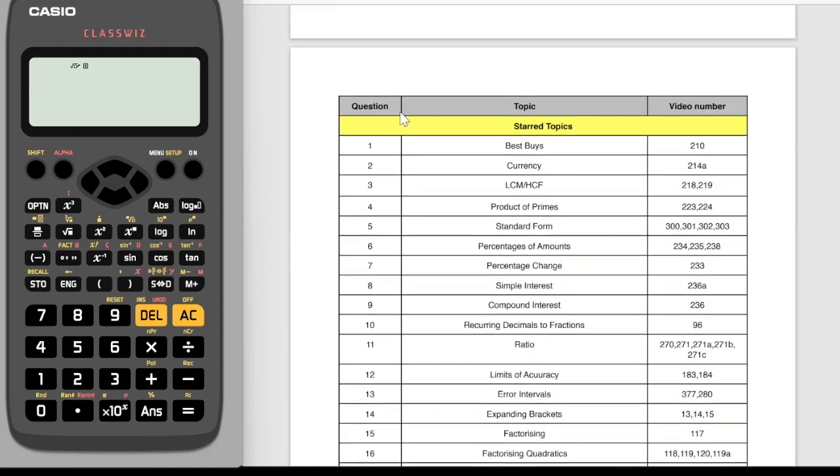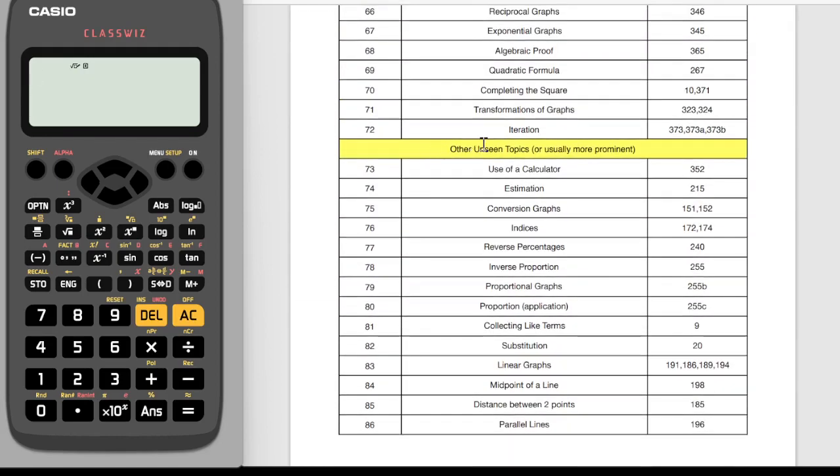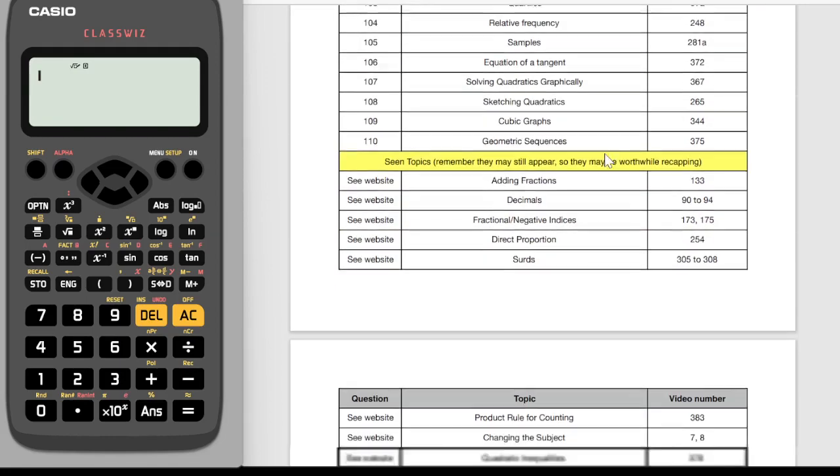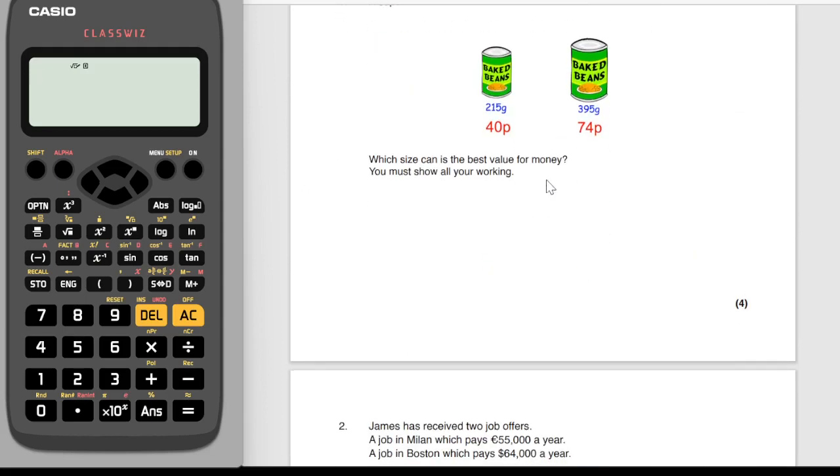So it's broken down into three areas. Star topics, these are highly likely to be on your paper. Then we've got other unseen topics, or more usually prominent, and the final section is seen topics. These have been seen, but they may well appear more than once.